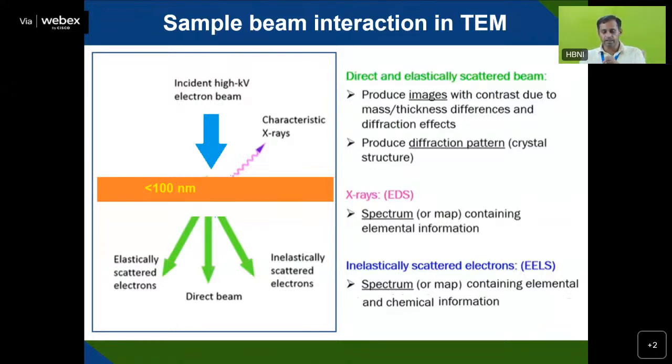So based on that, you will get an image, and you can also get a diffraction pattern from which you can get information about the crystal structure. And the X-ray that's produced can be mapped, containing information about element analysis. And for inelastic scattering, the electron loses some energy during the transmission process. That inelastically scattered electron can be used for electron energy loss spectroscopy, EELS analysis, and elemental or chemical information can also be obtained from EELS spectra.